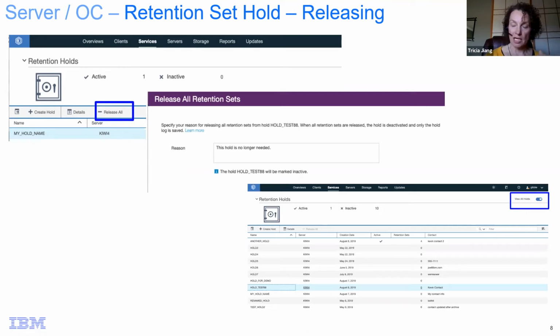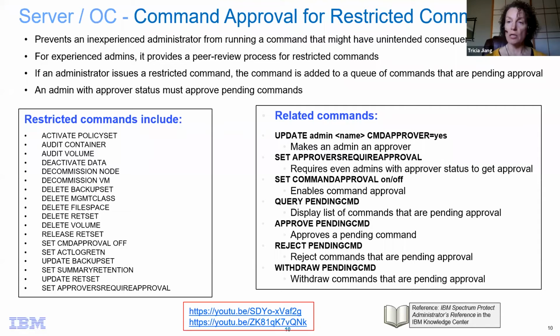Now, the audit log is actually separate from your activity log. So if you're used to the concept of keeping your activity log out there for 30 days or something like that, the information that we put in for these retention sets and retention holds will be maintained even after your activity log has expired off.